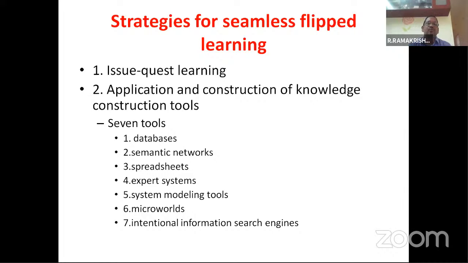of knowledge construction tools. This also has to be used for implementing seamless flipped learning. For the different sources, there are 7 tools available. Among these, you can use any one of the tools to develop. Mostly, most of the items are used for the school system. The expert system can be used at the college level.